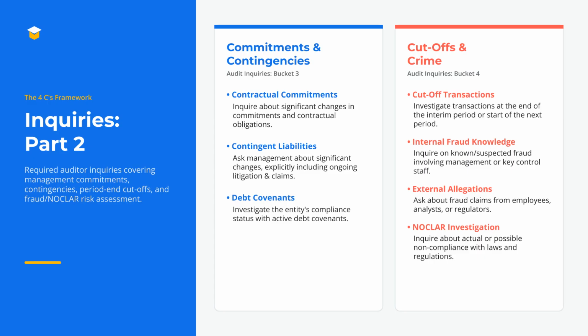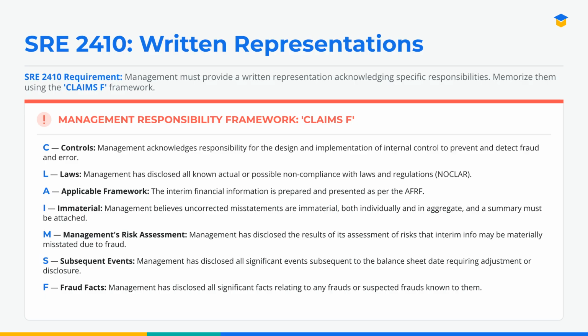For crime and fraud risk assessment, inquire on known or suspected internal fraud involving management or key control staff. You also need to ask about external fraud allegations from employees, analysts, or regulators, and inquire about actual or possible non-compliance with laws and regulations, also known as NOCLAR. We discuss written representations. Management must provide a written representation acknowledging specific responsibilities.